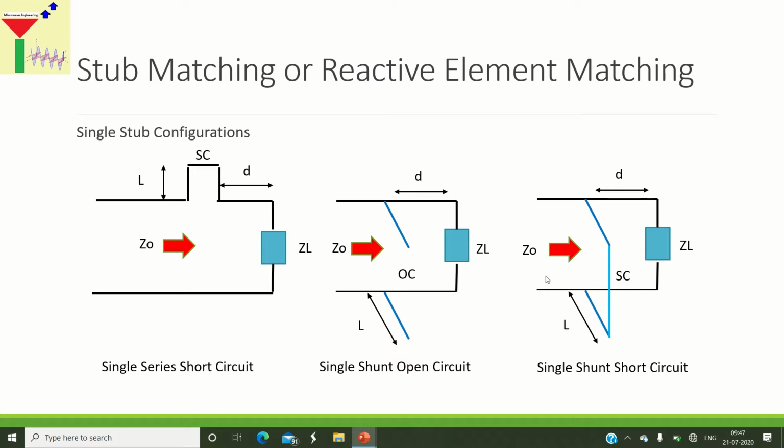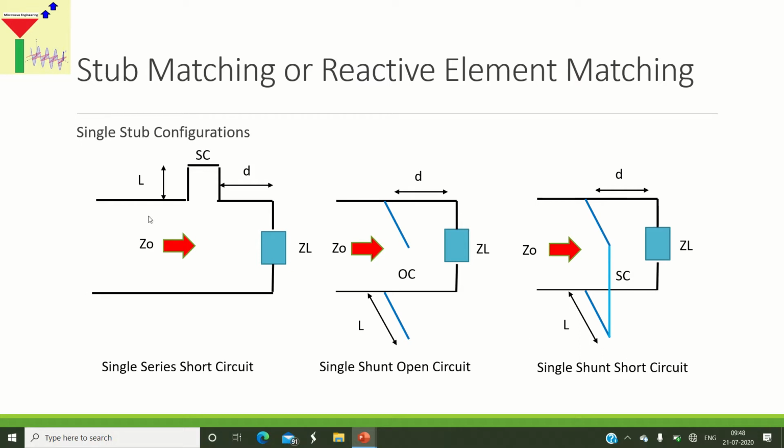Now coming to the third configuration, it is similar to the second configuration except that the stub, indicated with two blue lines kept in parallel with ZL, is short circuited at the other end. SC stands for short circuit, OC stands for open circuit. So this third figure is the same as the second figure, the only change being that the parallel stub is short circuited at the end, and this gives us a single shunt short circuit configuration.